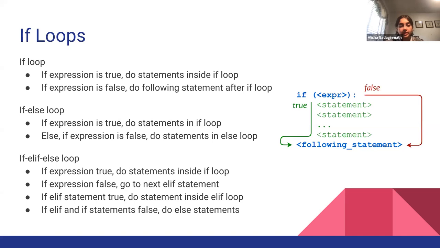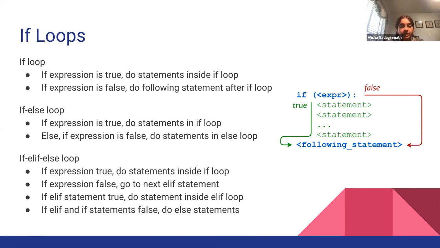That's an if loop. And an if else loop is essentially like an if loop, but when the expression evaluates to false, it will go to the next part of the loop, which is the else expression, and it'll do the statements in the else loop. And then there's the if, elif, and else loop, which combines the if and else, but includes an elif, which essentially means else if.